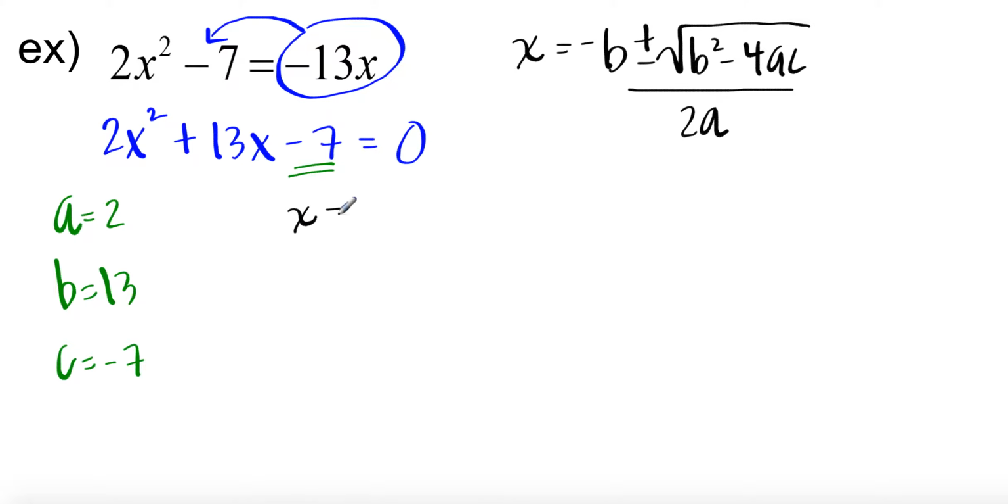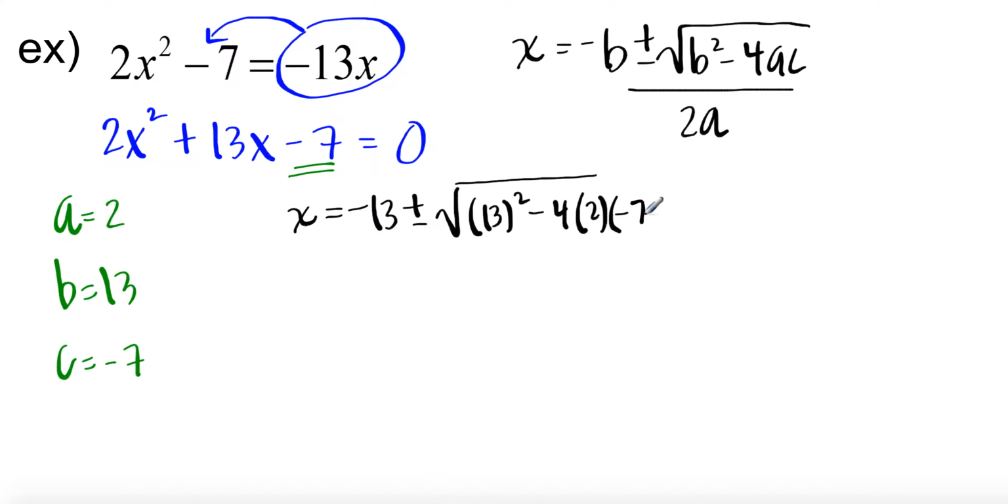All right, now we're ready to plug in. x is equal to the opposite of b, so that would be negative 13, plus or minus the square root of b squared, so 13 squared, minus 4 times a, which is 2, times c, which is negative 7, all divided by 2a, so 2 times 2.